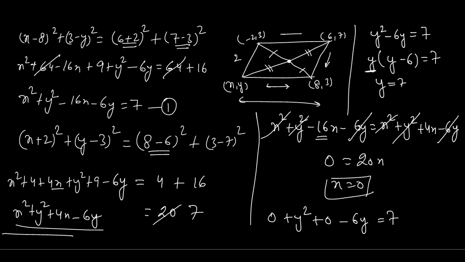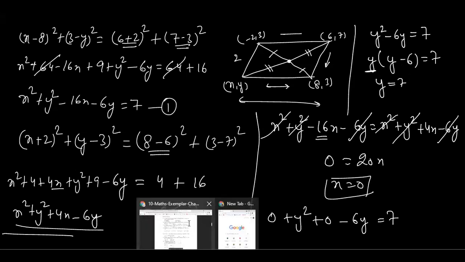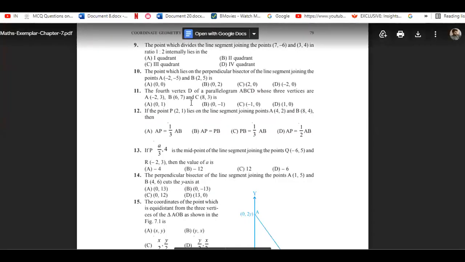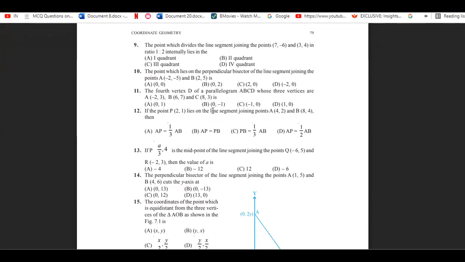So let me check the answer. What is the answer? You are saying that x is equal to 0 and y is equal to minus 1. So y can be 1 also, or 7 also. So we can choose 0, 1, which will be option A.